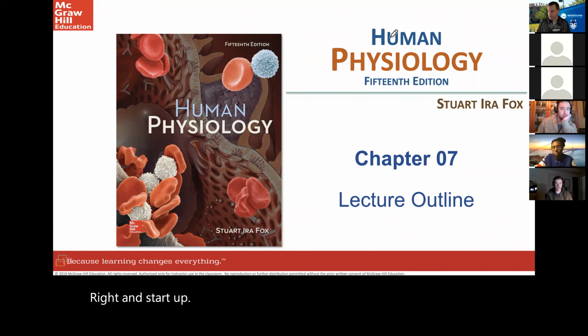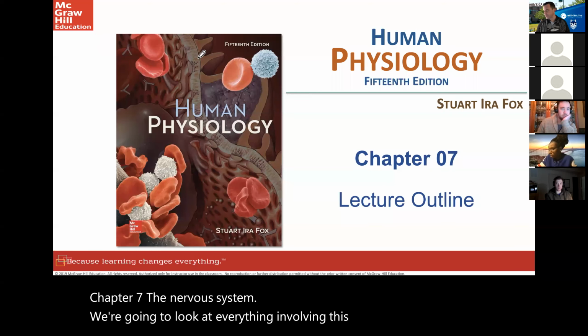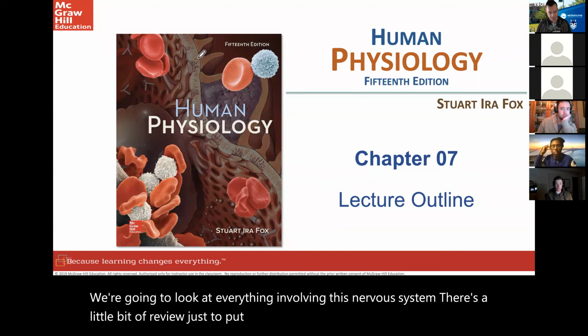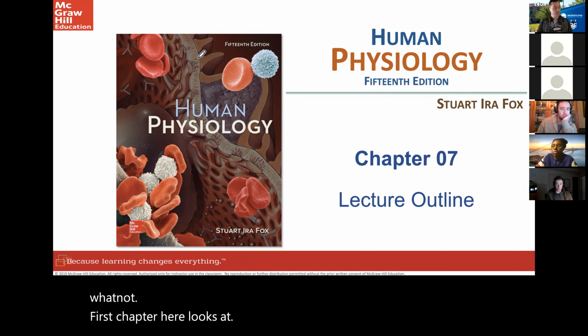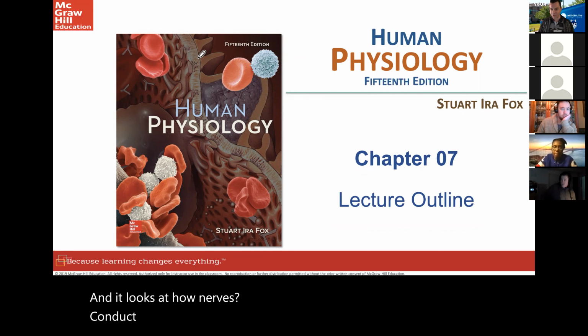Chapter 7, the nervous system. We're going to look at everything involving this nervous system. There's a little bit of review just to put some words back in your memory banks. The first chapter looks at the building blocks, nerves, neuroglial cells, and how nerves conduct that electricity, conduct that action potential.